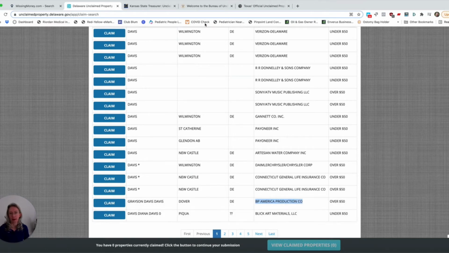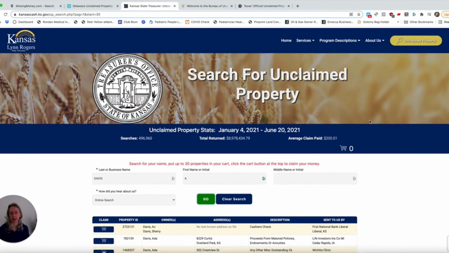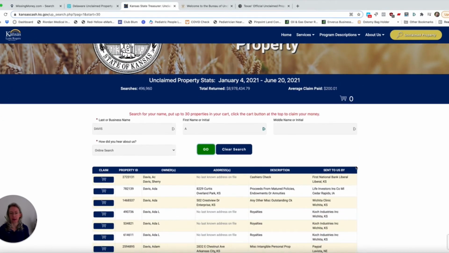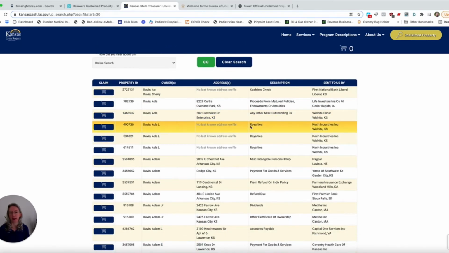Let's look at something like Kansas. Kansas is nice because they do actually tell you what the unclaimed property is for. So here again, I've searched for Davis. They make you put in a first name or an initial, so I picked A. And here you can immediately see that there's royalties. And you can tell who the operator was or who the payer is, and who the mineral owner is that they are unable to locate.